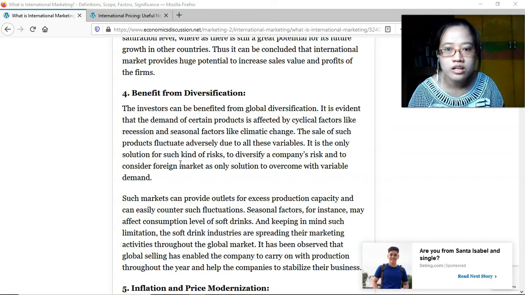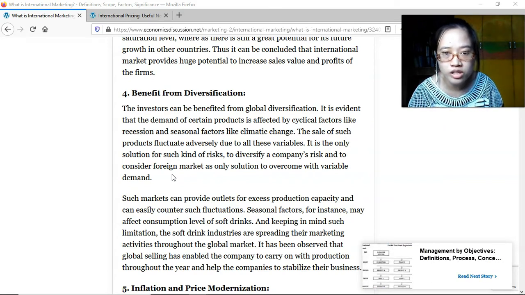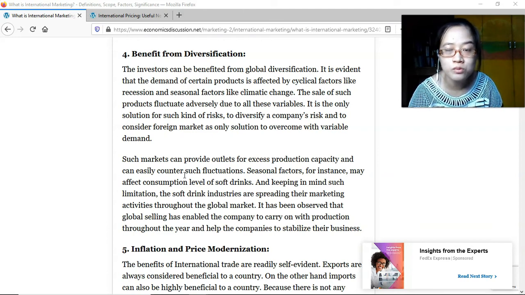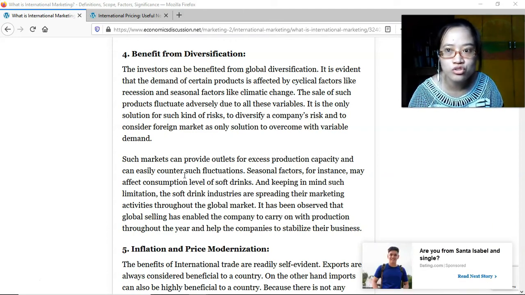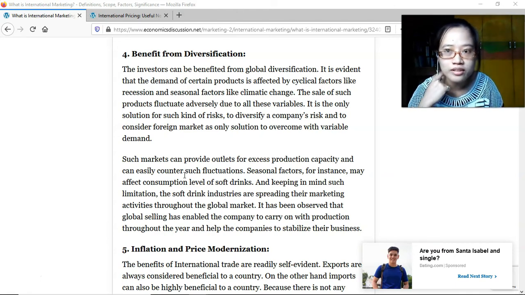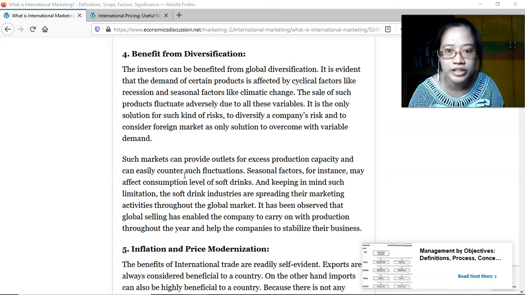It is the only solution for such kind of risk, to diversify a company's risk and to consider foreign markets as the only solution to overcome variable demand. Such markets can provide outlets for excess production capacity. As mentioned earlier, if a company has the ability to produce more, but there's no more demand in a particular market, then you can just go out and seek international markets.